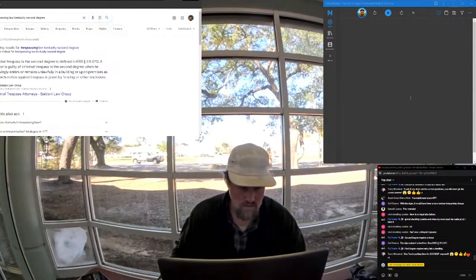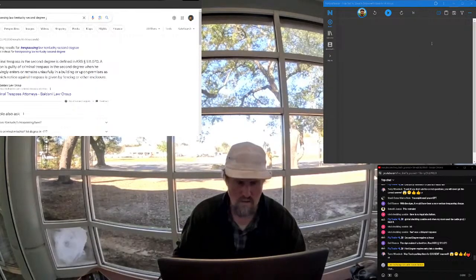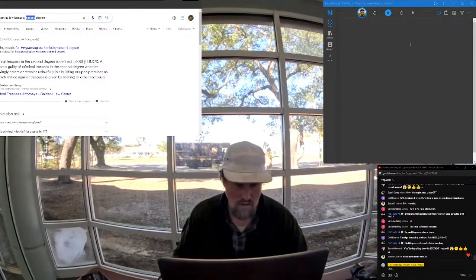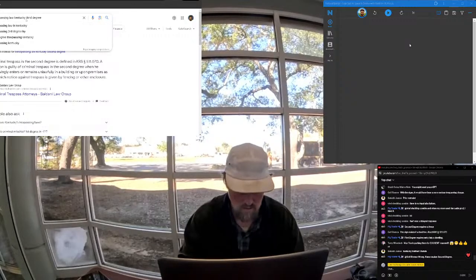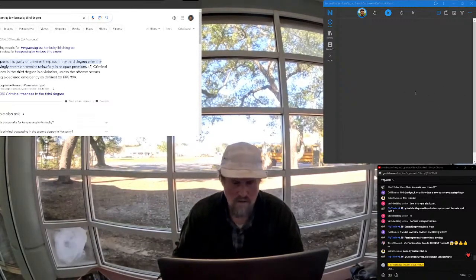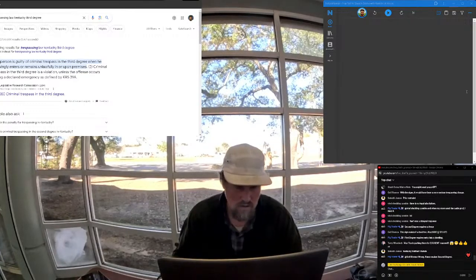Let's see. Second degree is a person guilty of trespass in the second degree when he knowingly remains in a building. Okay, yeah, it wouldn't be second degree. A sign wouldn't bump up my charge to second degree. It's barely even getting into the third degree. Third degree, when no one remains on premises. Okay.